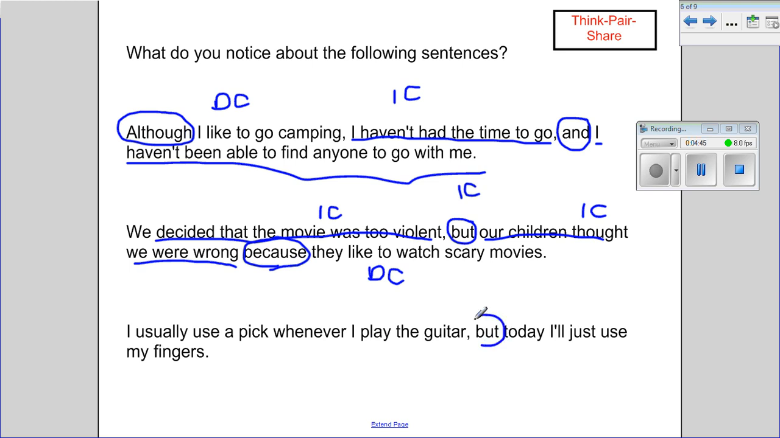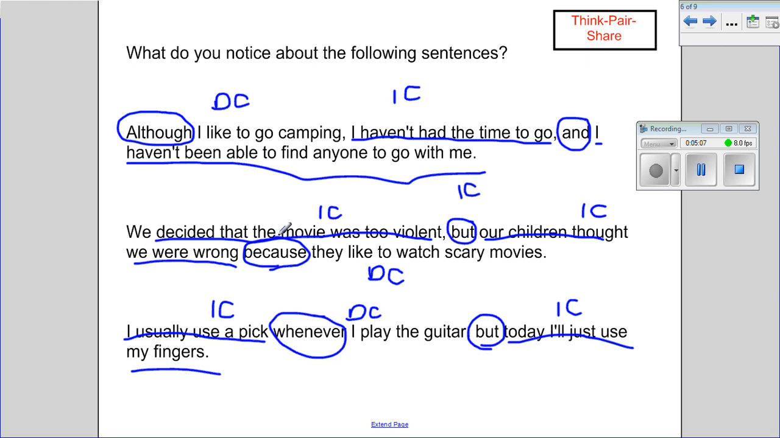Here's the conjunction but again. I usually use a pick. That would be your IC. And then today I'll just use my fingers, another independent clause. If I look over here, I see the subordinating conjunction whenever, which makes a dependent clause.